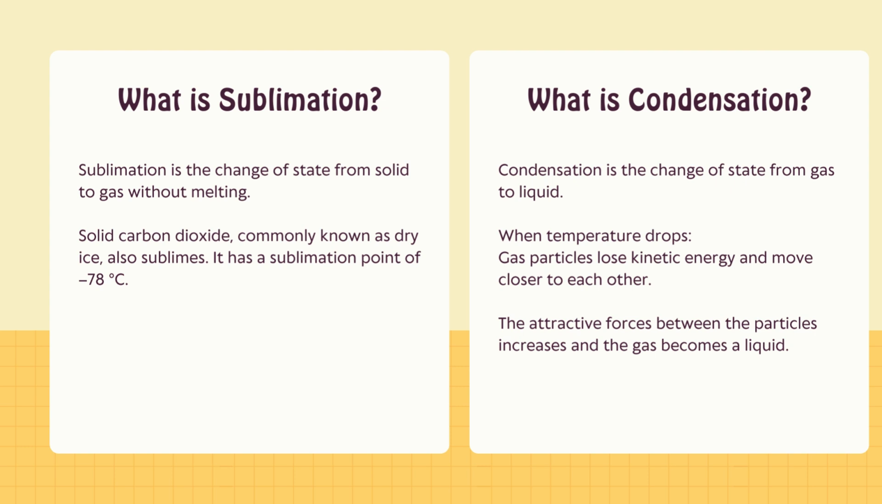Next, we look at sublimation, which is the change of state from solid to gas without melting. An example of a substance that sublimes is dry ice or solid carbon dioxide. The change of state from gas to liquid is known as condensation. When temperature drops, gas particles lose kinetic energy and move closer to each other. The attractive forces between the particles increase and the gas becomes a liquid.